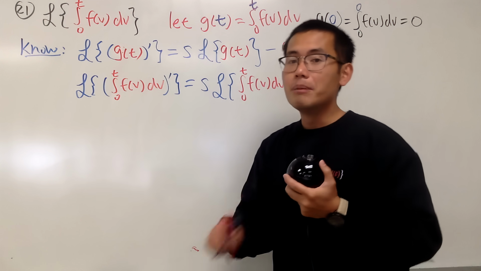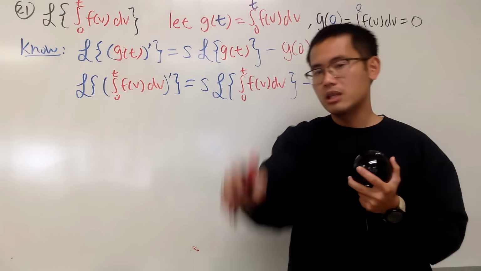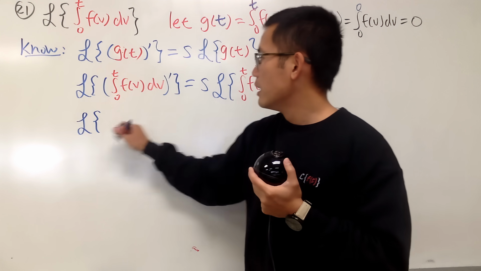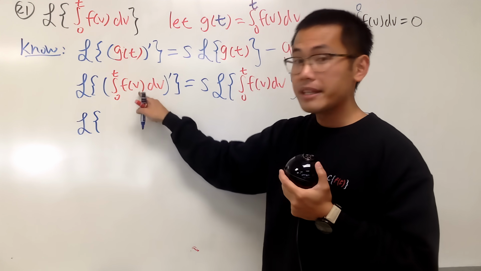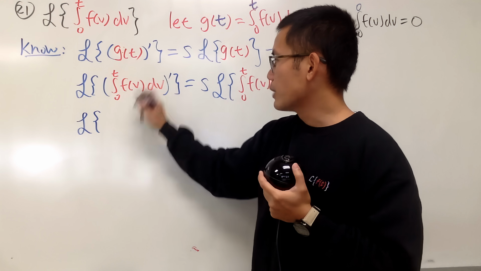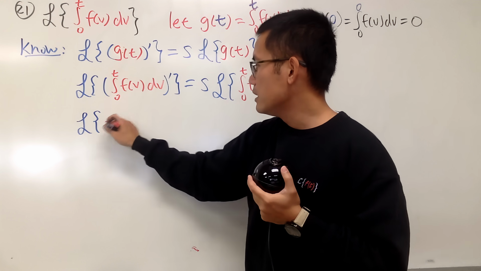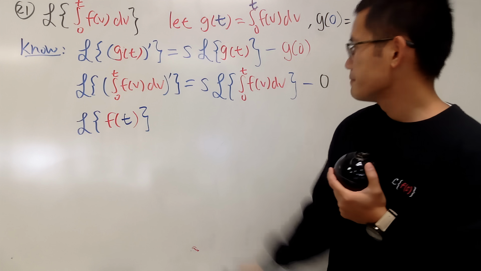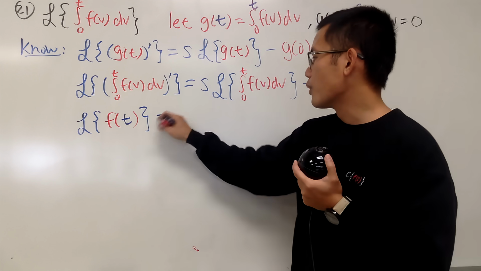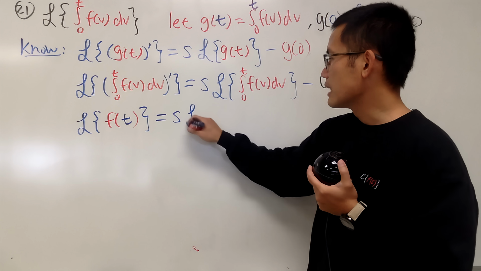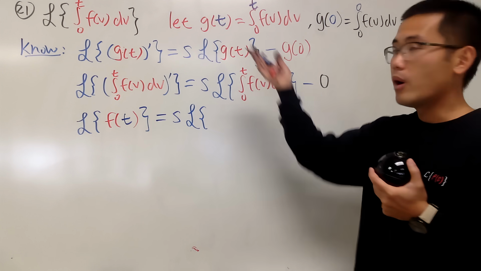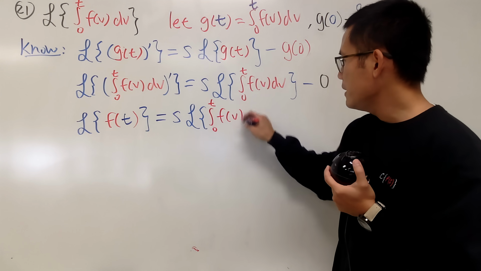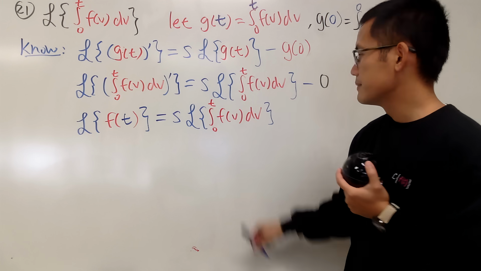Derivative and integral cancel by the fundamental theorem of calculus, part 1. So have a look. The left-hand side, they cancel. You put a t inside here though, so you actually end up with f of t, and that's it. And then on the right-hand side, of course, you have the s times the Laplace transform of the thing that we are looking for. So we have the integral going from 0 to t, f of phi dphi, like this.